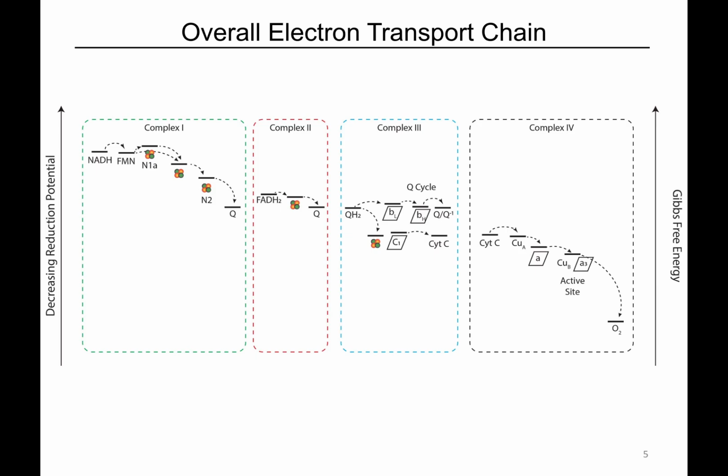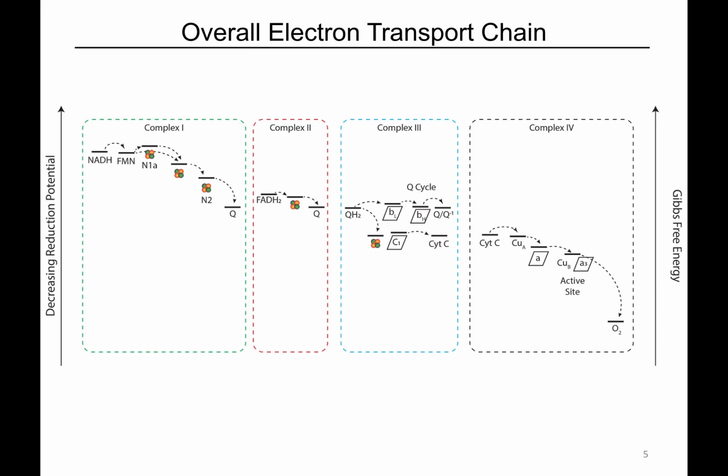So it's a little bit more complicated process than the single electron transfer in complex 1 and complex 2, but the net result is the same. 2 electrons from coenzyme Q are given to 2 equivalents of cytochrome C. Each cytochrome C carries 1 electron over to complex 4, which is our terminal electron transport protein.